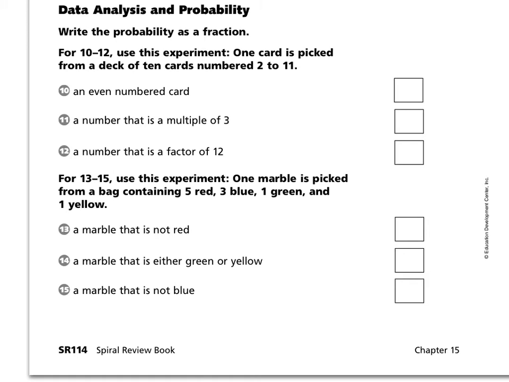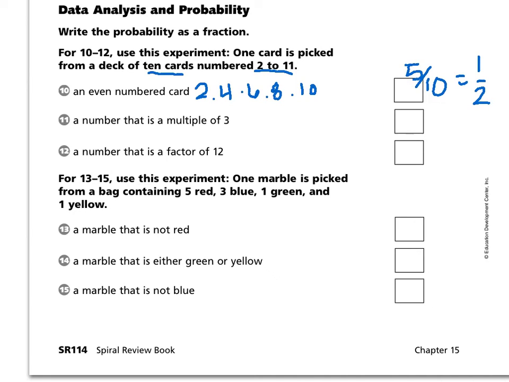Write the probability as a fraction. For 10 through 12, use this experiment. One card is picked from a deck of 10 cards, numbered 2 through 11, an even numbered card. I know that that would be 2, 4, 6, 8, and 10. So that would be 5 out of 10 cards, or that's equal to 1/2.